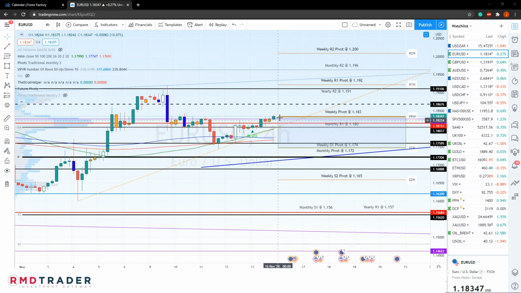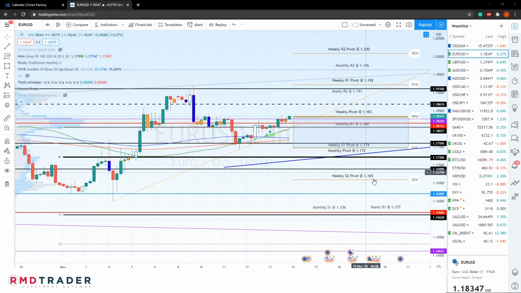There's also the chance that price might not break above the weekly pivot soon in this week, but perhaps rather just consolidate in this area between the weekly pivot at 1.183 and the weekly S1 pivot at 1.174, meaning this would then be this consolidation zone. Also, if price were to break below this area, the area of support would be at our weekly S2 pivot at 1.165, and that would also be a potential target should this wedge start breaking down somewhere in the week.